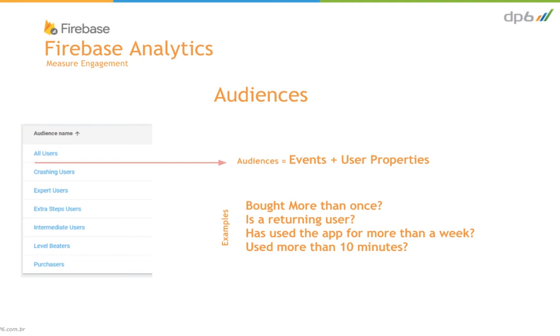So audiences are usually focused on answering specific questions. Some examples that I have here: somebody that bought something more than once. Is the person a returning user, having used the app for more than a week? Did they use it for more than 10 minutes? Other questions get answered basically by creating specific audiences that then get populated automatically by a filter that is applied to users that fired specific events and user properties.